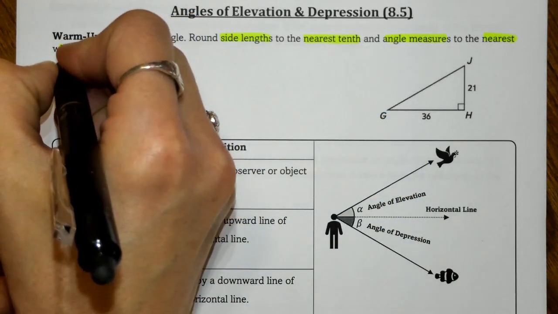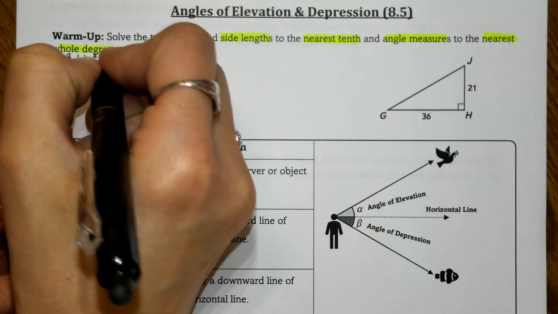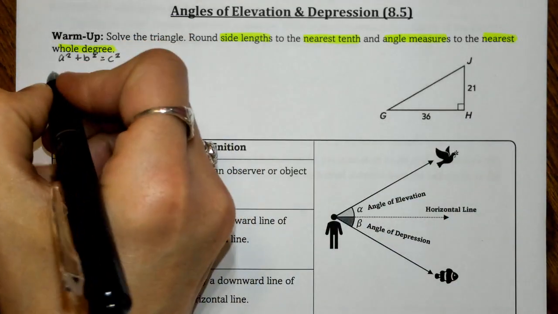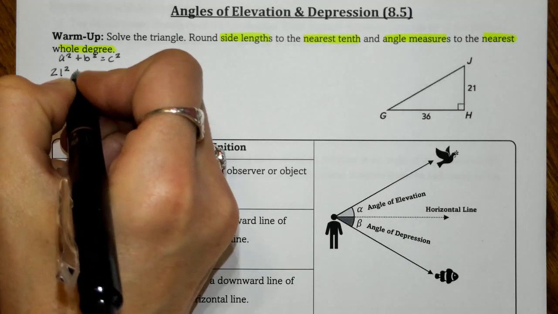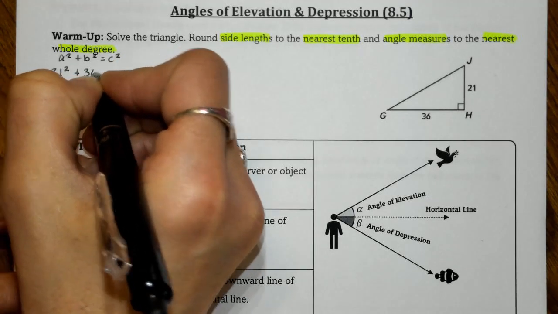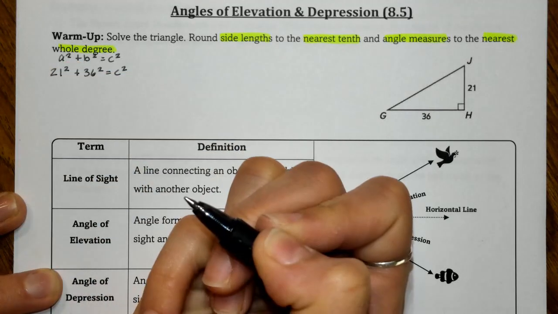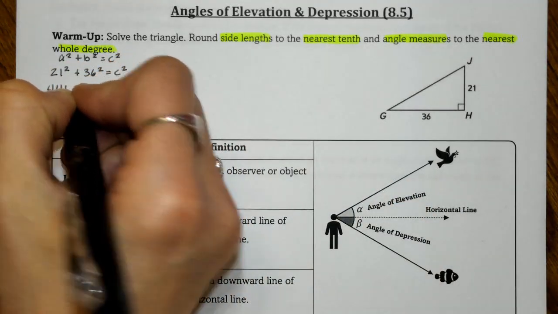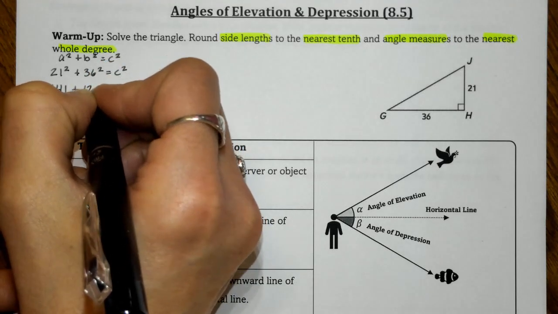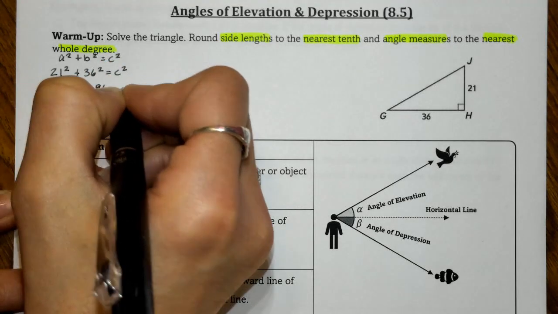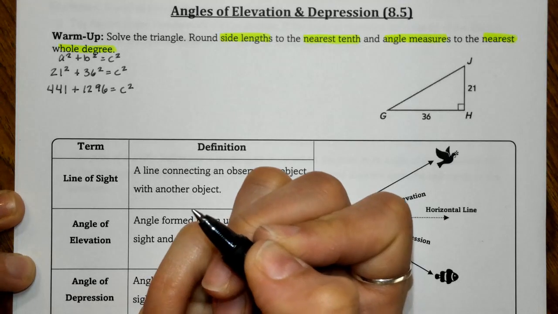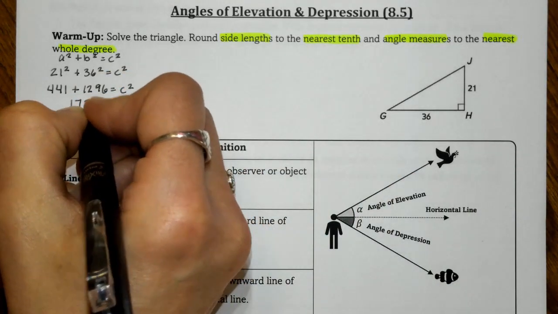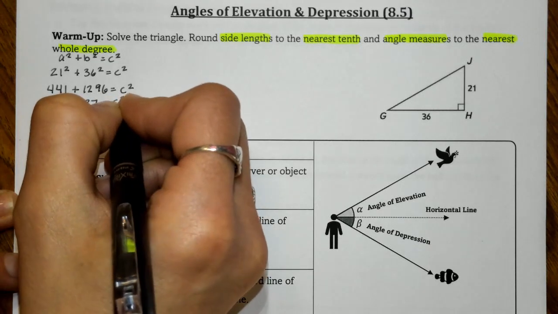So here with our a squared plus b squared equals c squared, we're going to be looking for c, the hypotenuse. So we'll plug in 21 squared plus 36 squared equals c squared. Square our numbers: 441 plus 1,296. We're going to add them together to get 1,737, all equal to c squared.